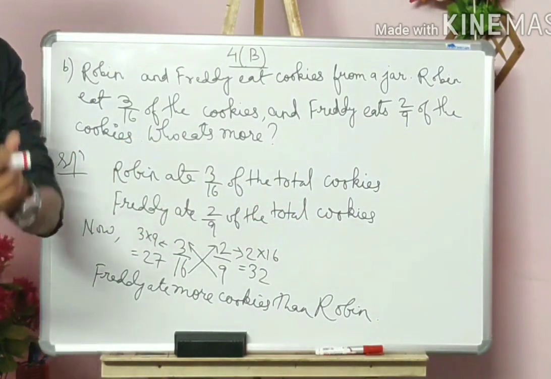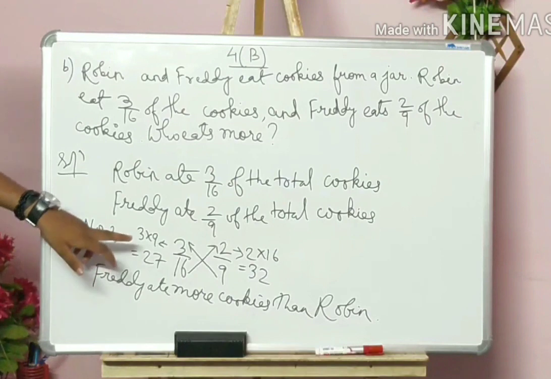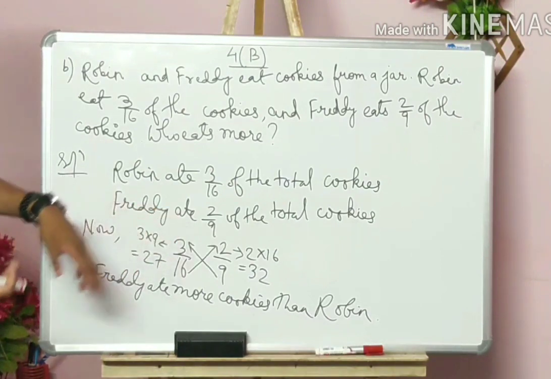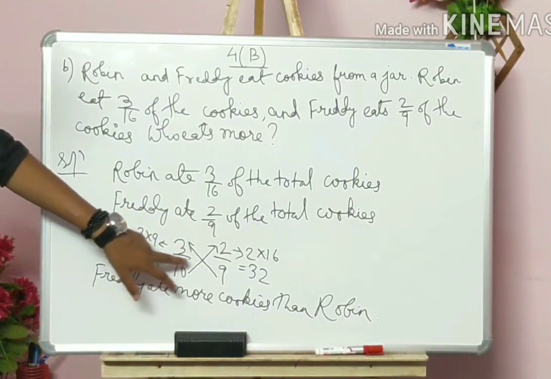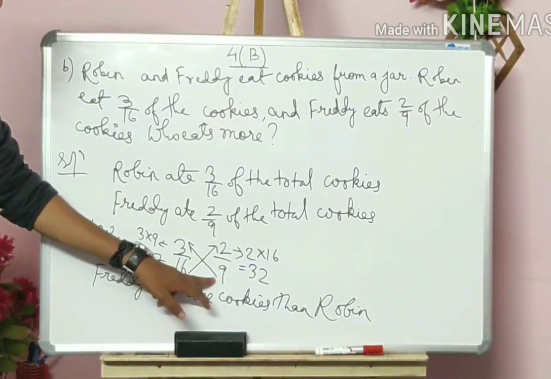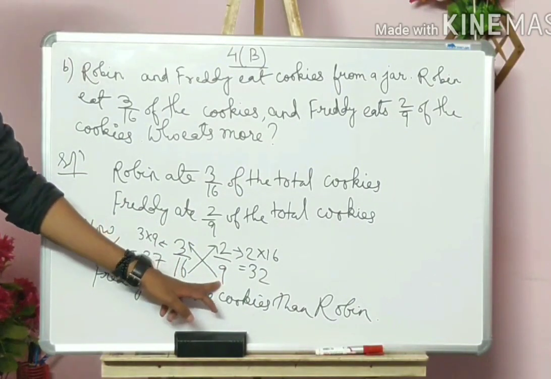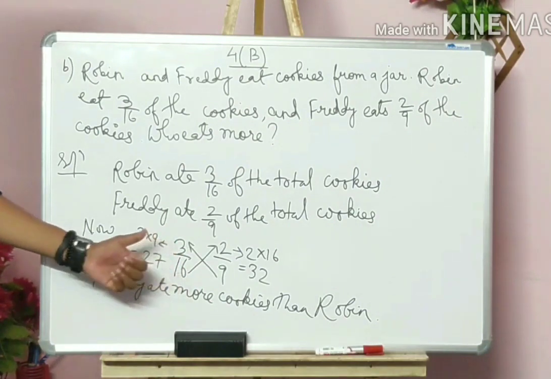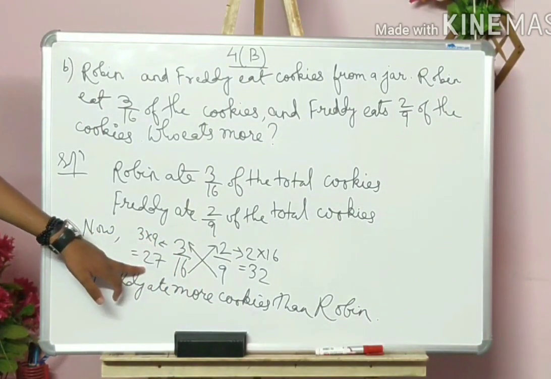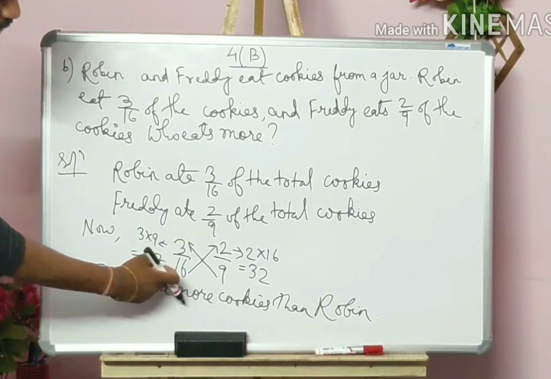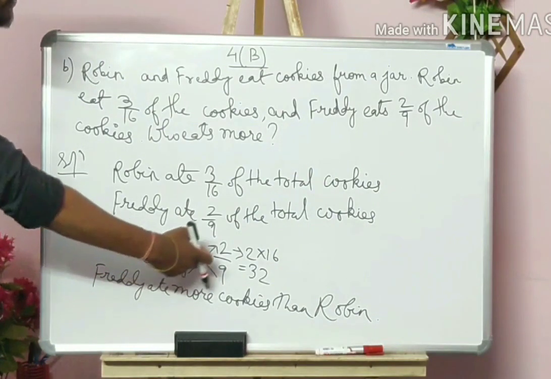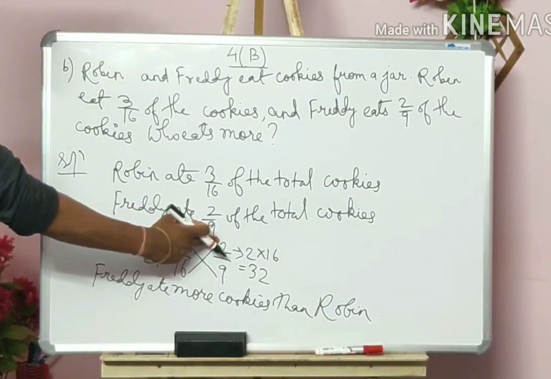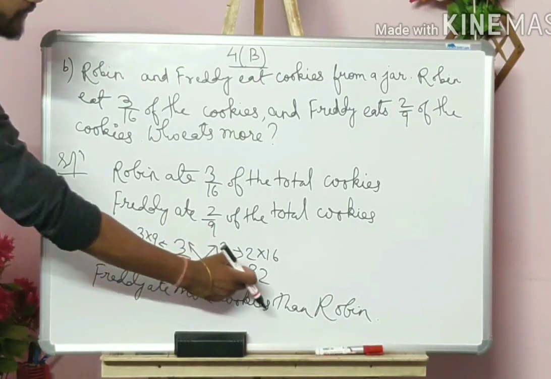Who ate more? This was the question, and we are going to write this one. You see, we will compare 3 by 16 and 2 by 9. Again, we will multiply the denominator of the second fraction by the numerator of the first fraction. You see, 3 will be multiplied by 9, we have got 27. Again here, the denominator of the first fraction we will multiply by the numerator of the second fraction. That means 16 into 2, we have got 32.